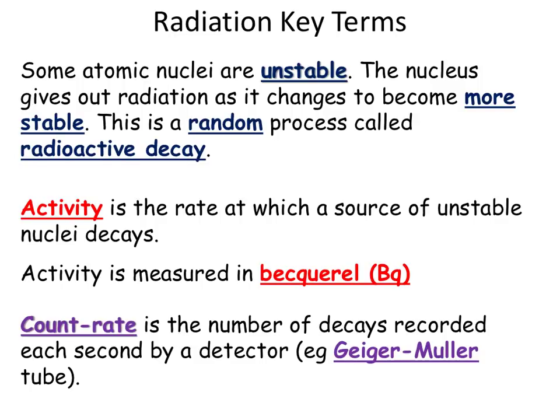We can measure something called activity, which is the rate at which a source of unstable nuclei decays, and we measure activity in becquerels, which has the symbol Bq. We can also measure radioactivity in terms of count rate, and count rate is the number of decays recorded each second by a detector. We can measure count rate using something like a Geiger-Müller tube, which you've probably seen in demonstrations on detecting radiation.